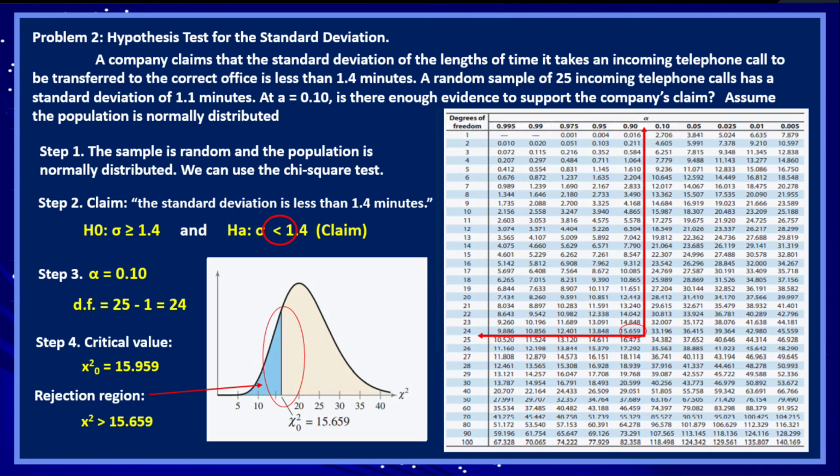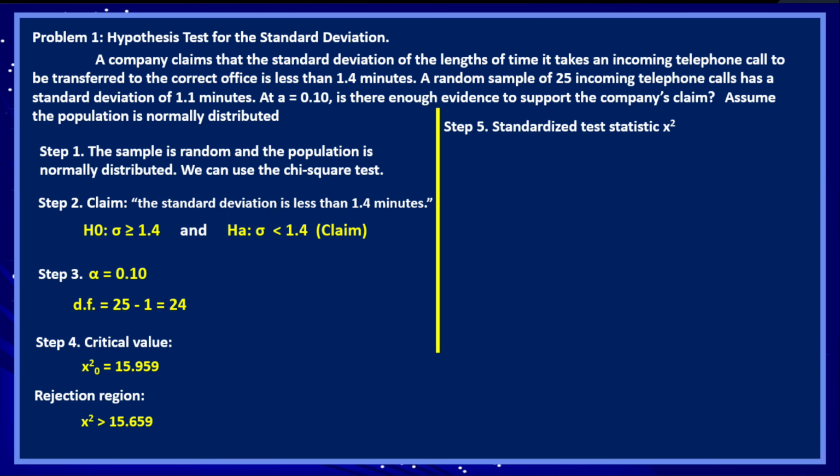After that, in step 5, let's solve for the standardized test statistic, which is χ² equals the quantity n minus 1 closed quantity multiplied by s² all over σ², and sketch the sampling distribution. For our χ², we have the quantity n minus 1, or 25 minus 1, closed quantity multiplied by s², or 1.1 squared, all over σ², or 1.4 squared. By performing the operations, we get 14.816.